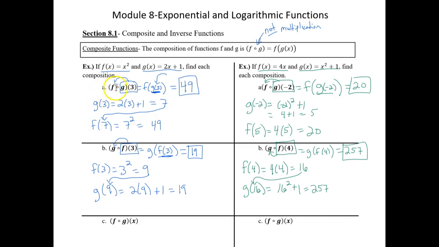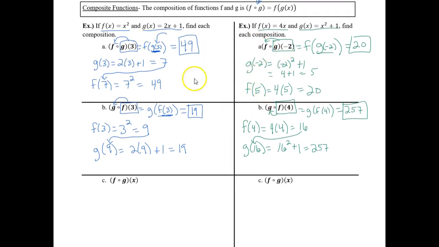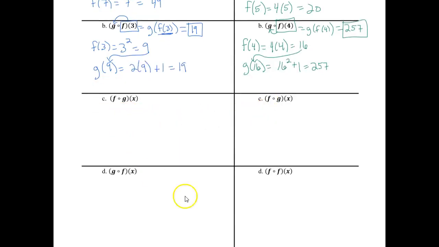And notice that when we did f of g of 3, we got 49, and g of f of 3, so same input, we got out two different outputs. One was 49 and one was 19. So the order makes a big difference. So you have to pay attention to the order. Work inside out. Now, those were evaluating a composition, but what if we just want the general equation here?